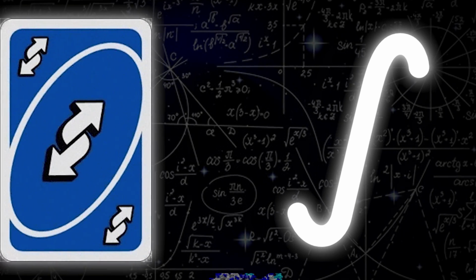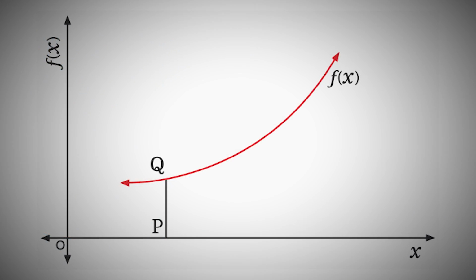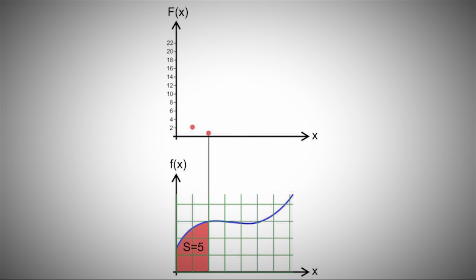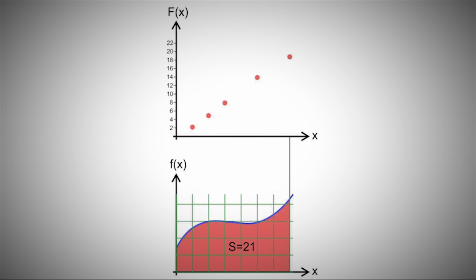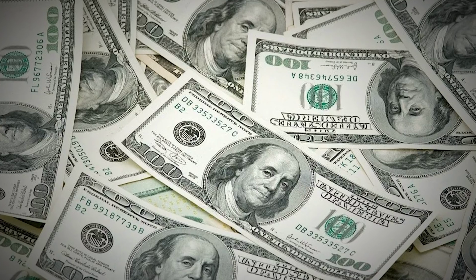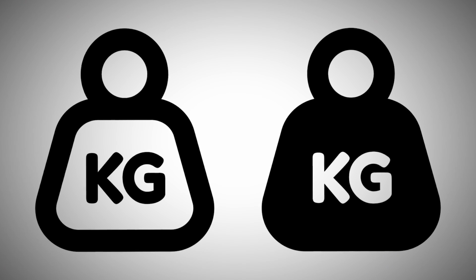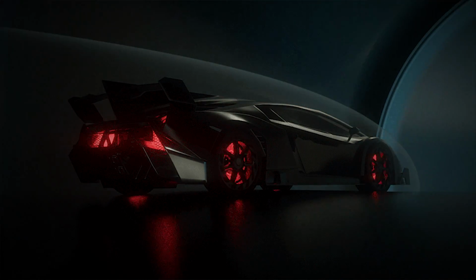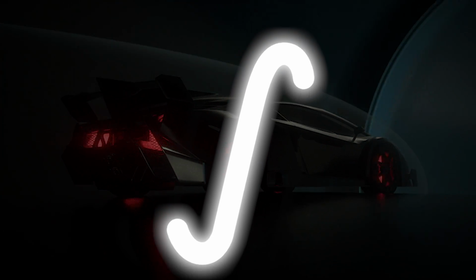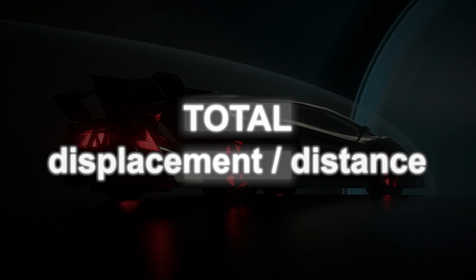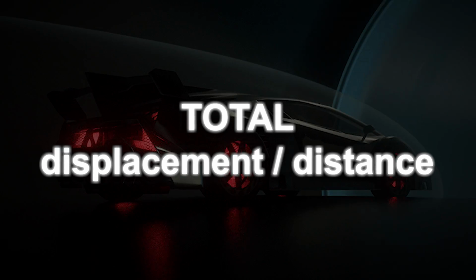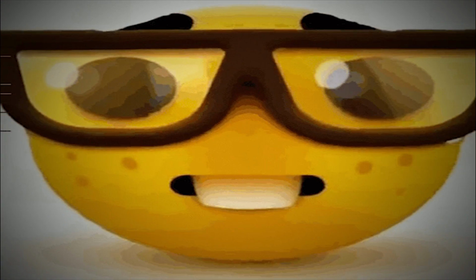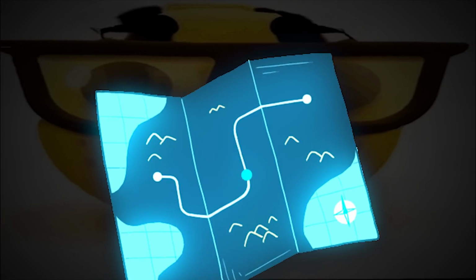Integration, the reverse process of differentiation, allows us to find the total area under a curve. It enables us to solve problems related to accumulation, such as calculating total distance traveled, total revenue generated, or total mass accumulated. For example, integrating the velocity function of a moving object gives us the total displacement or distance covered at a specific moment, which is important for understanding motion and optimizing travel routes.